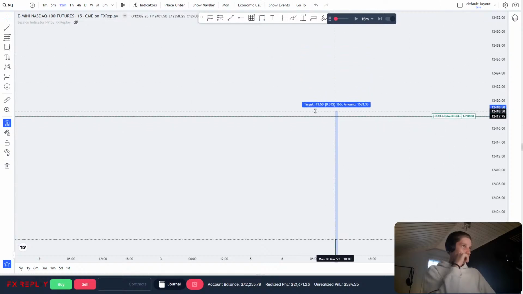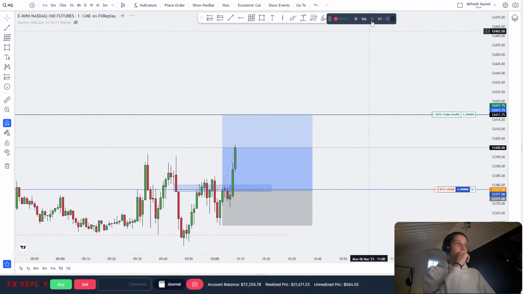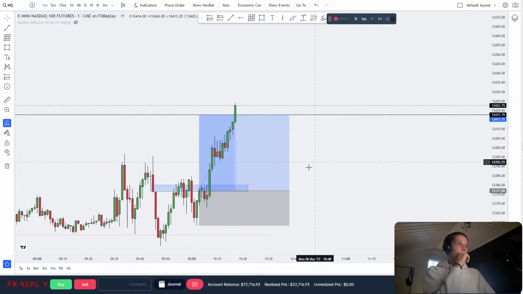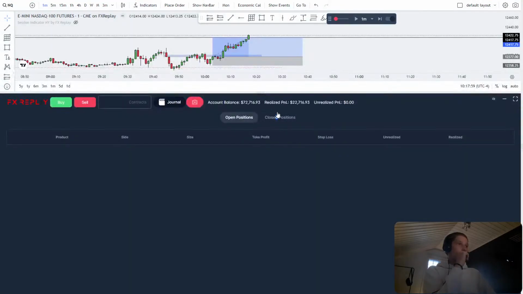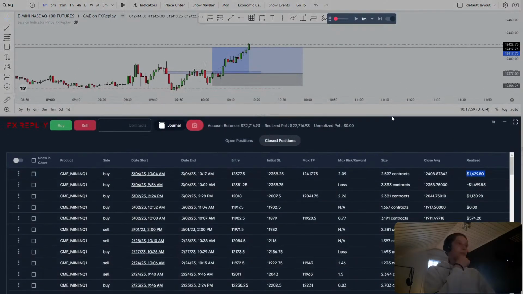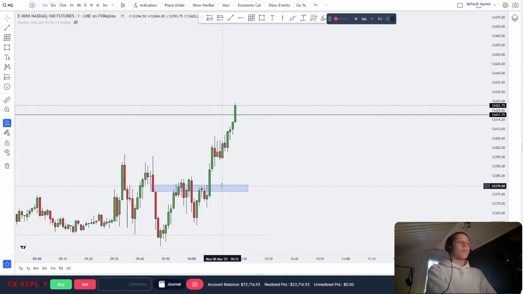And then this one would become 2.17 RR. And it hits. So you can see how we took a loss here. We made that loss back and a little bit more. But you would call this a break-even trade, break-even day.